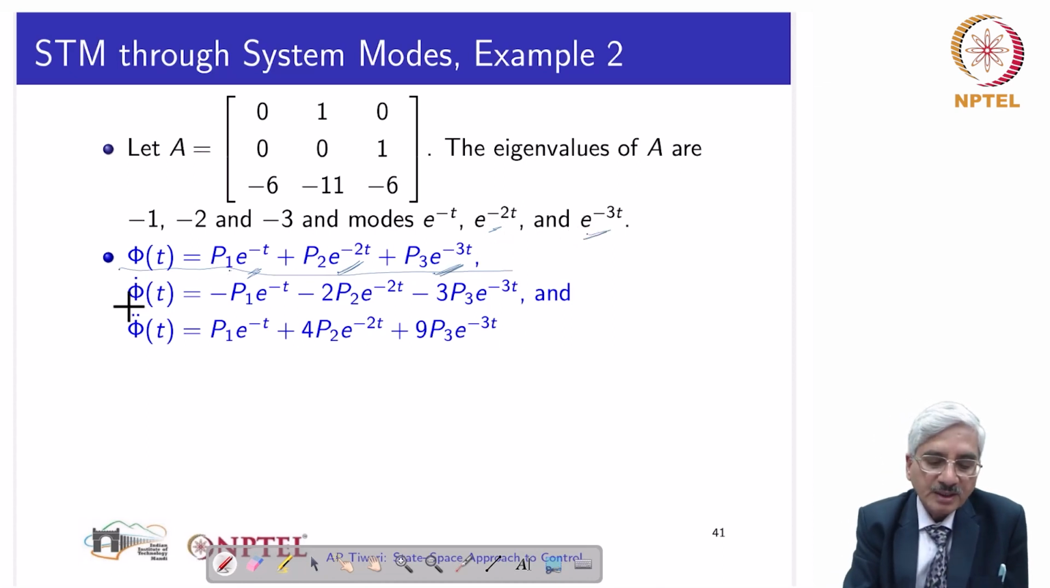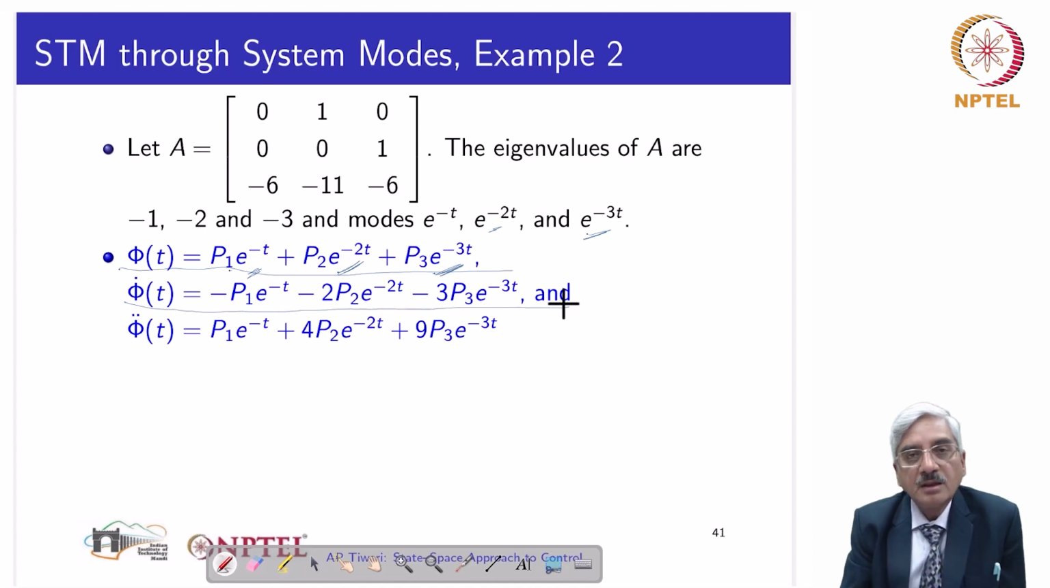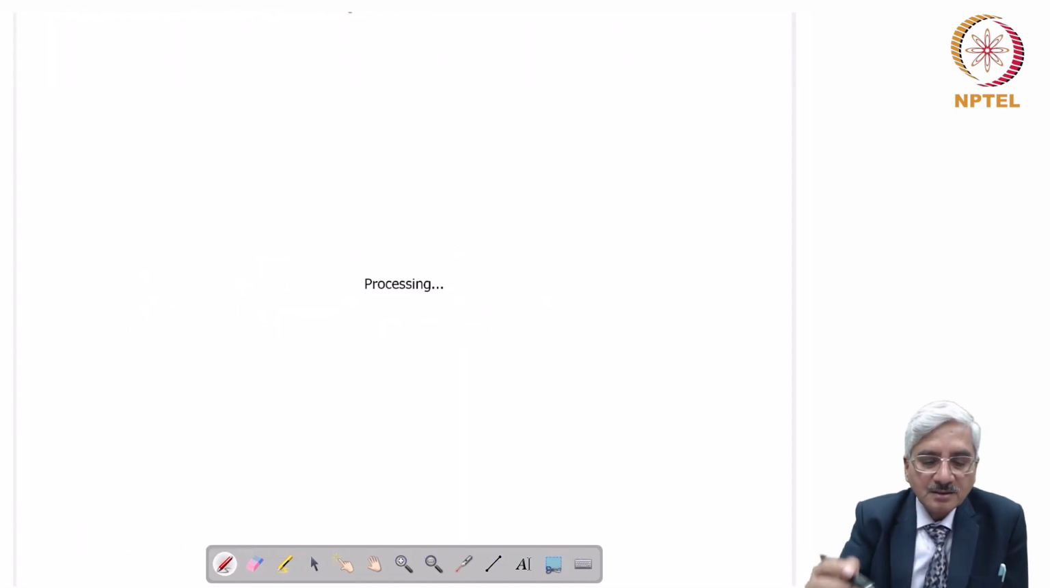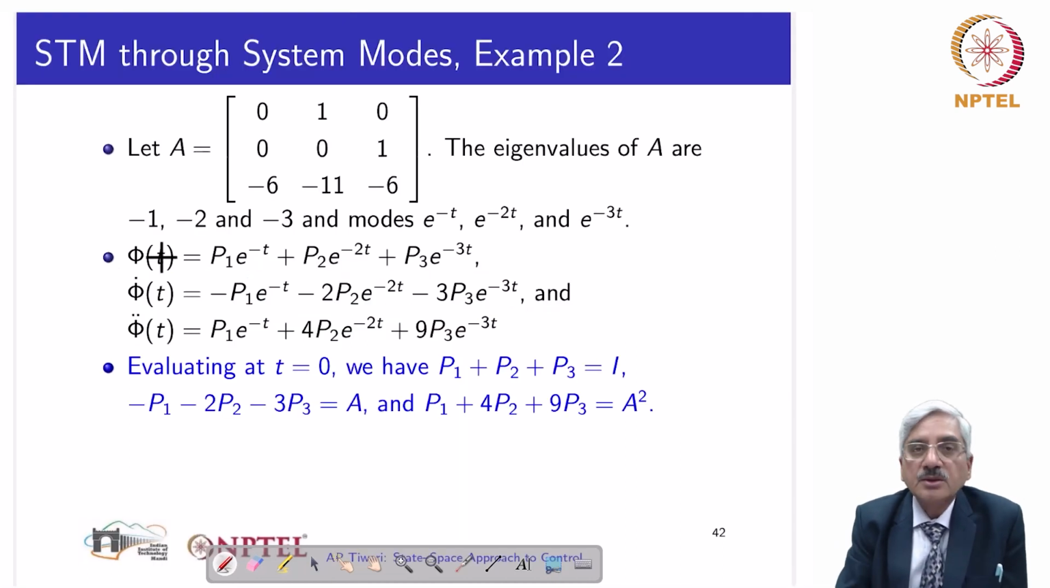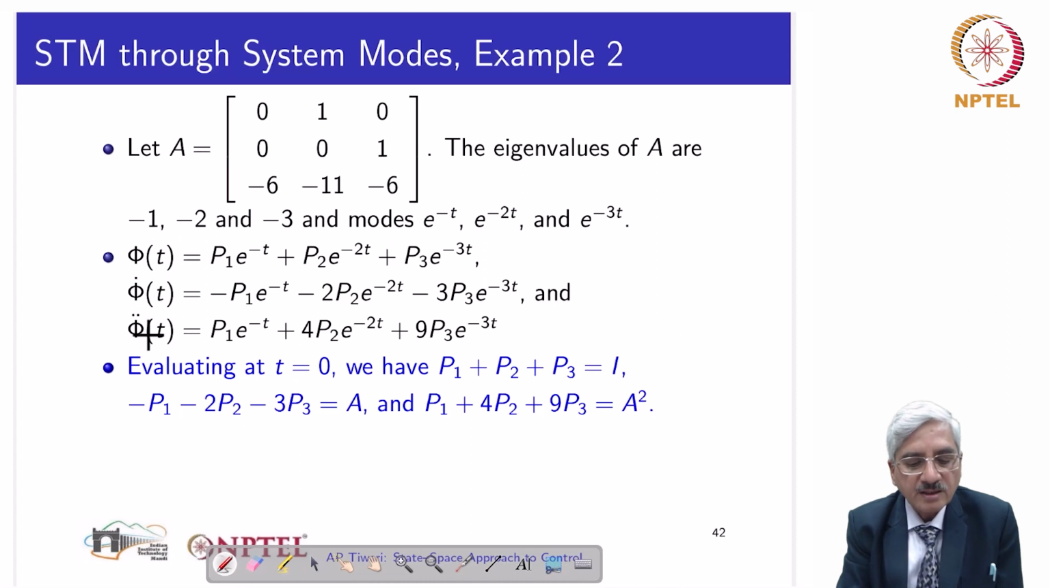Differentiate once to get this expression. Differentiate once more to get this expression. And in each of these, substitute t equal to 0, and use the properties: phi 0 is identity, phi dot 0 is A, phi double dot 0 is A square. So we get from this one, P1 plus P2 plus P3 will be identity.